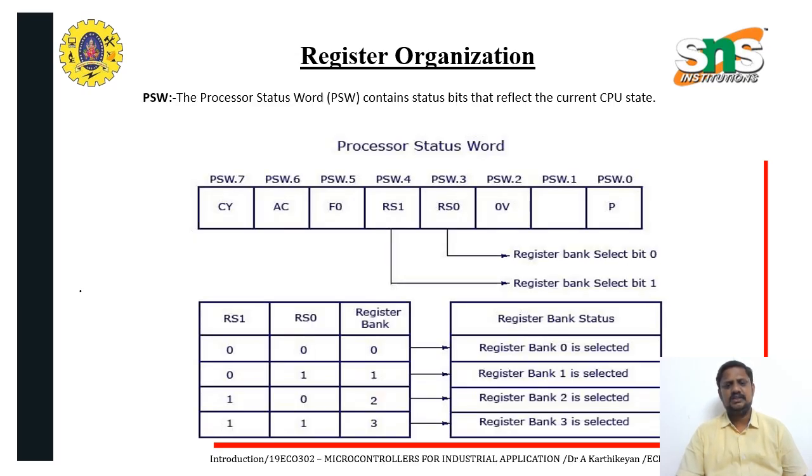Now the PSW, the program status word. The PSW consists of status bits and reflects the current CPU state. We also have the register bank select bits RS1 and RS0, with values 00, 01, 10, 11, which select register bank 0, 1, 2 or 3. The register bank is selected based on these bits.